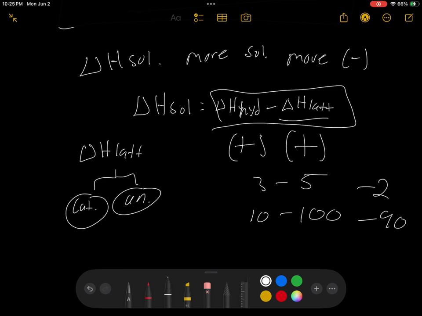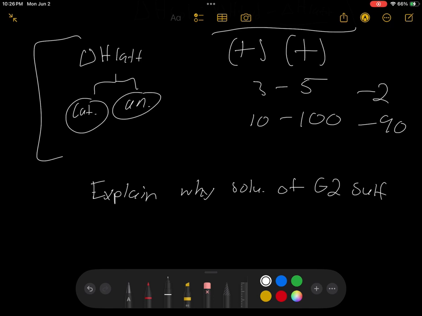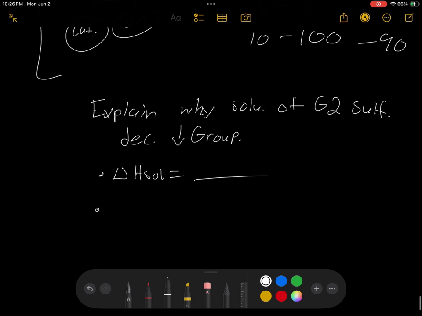But for them to ask you this much depth on the test, I kid you not, on some tests that I've seen, all you need to get that mark is, a question could be, explain why solubility of group 2 sulfates decreases down the group. Explain why that happens. And all you would need to say, literally 1 mark, would be stating that equation. You know the equation. That's 1 mark.